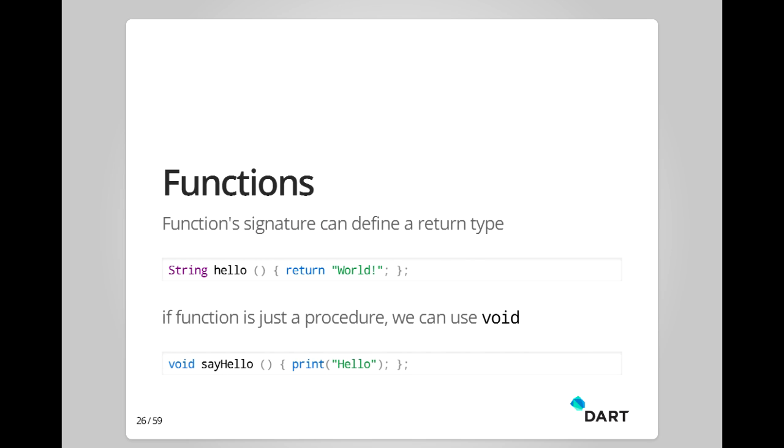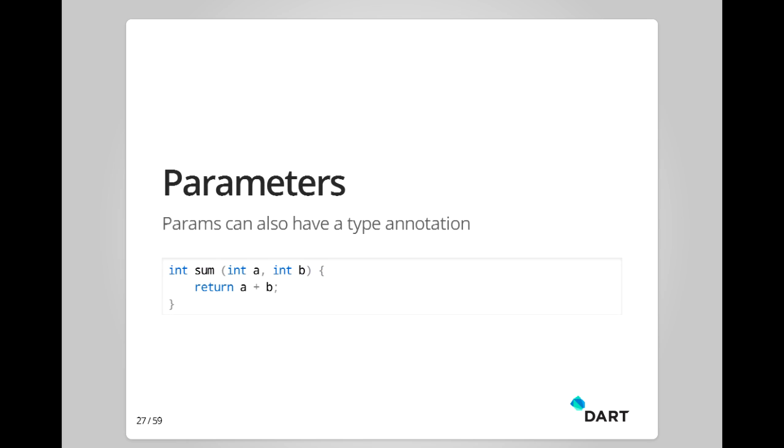Function signature can also define our return type. Like here, for example, string for the function hello, and if the function doesn't return anything, like I said before, we can use the keyword void. Parameters can also have type annotations.